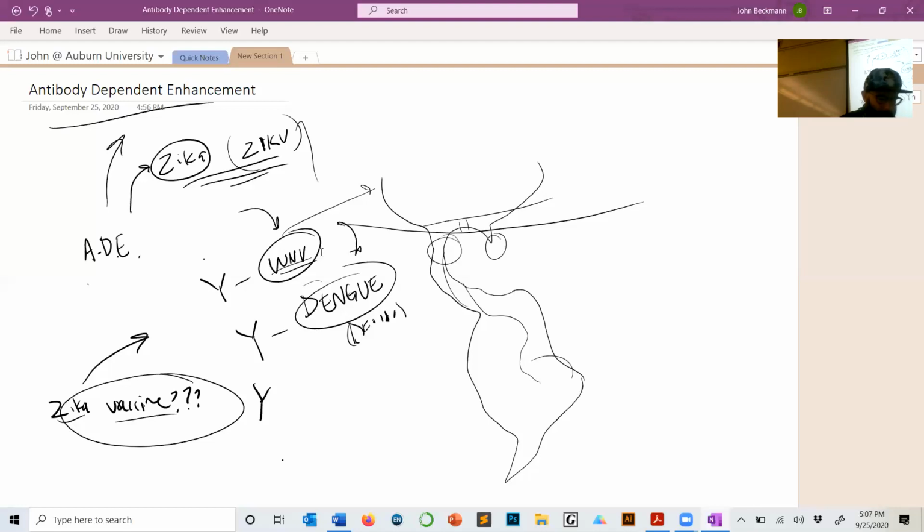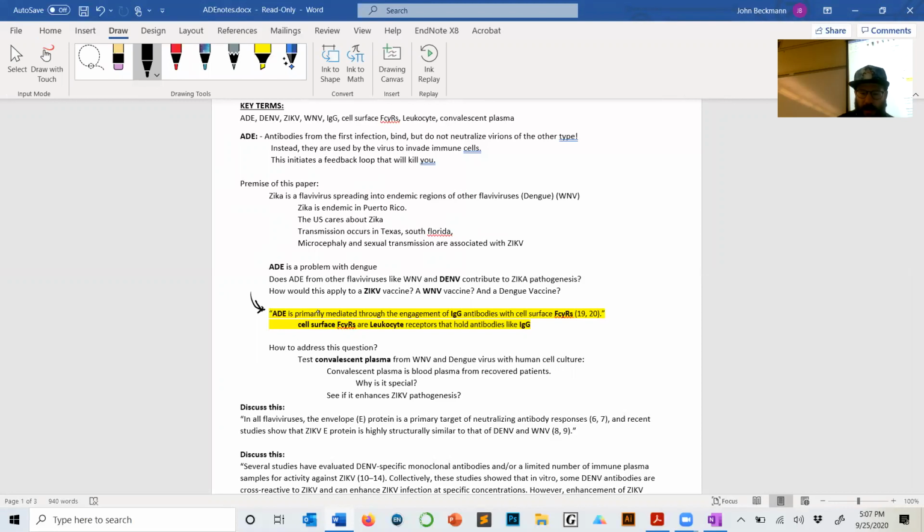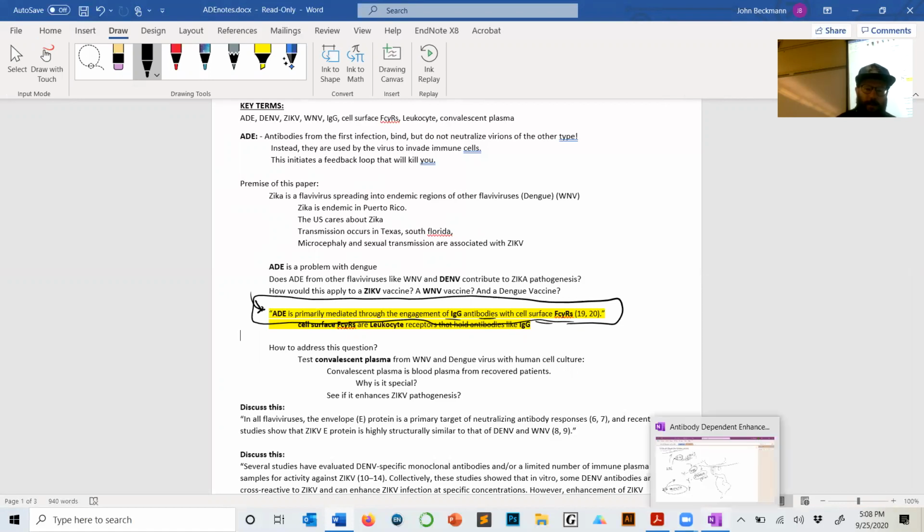Okay, so in the guide, I pulled some sentences from the paper, and some of them are worth going over: what do they mean by this? So here's a sentence from the paper. "ADE is primarily mediated through the engagement of IgG antibodies with cell surface Fc gamma Rs." What does this sentence mean? ADE is mediated through engagement of IgG with cell surface, this thing. What does that mean? Do you understand that, Ifan?